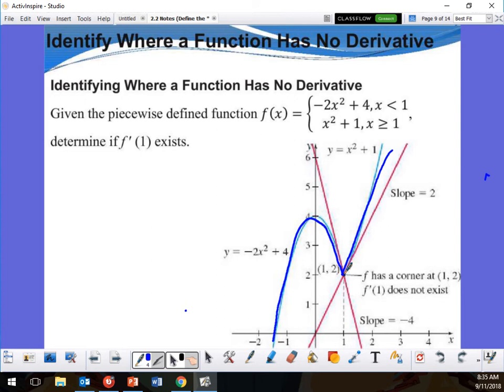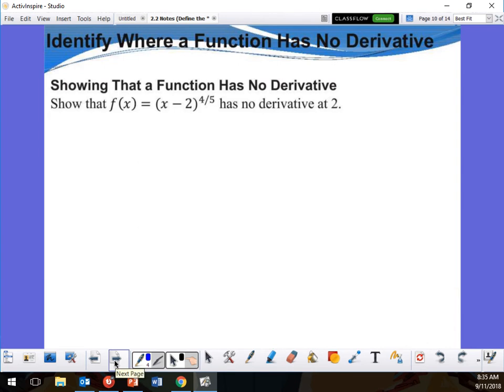Okay? All right, showing that the function has no derivative at 2. Now, this one I'm going to go through and show you with a calculator. So please make sure your calculator is in the right mode. I think I updated everyone's already. Let me make sure. Real, yeah, okay.